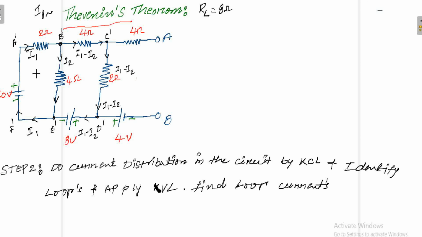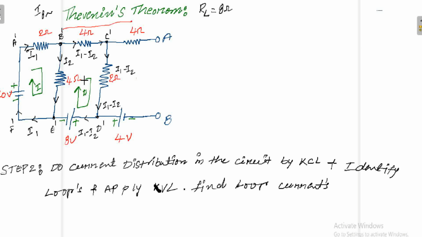Among this, I want to find how many variables are there. 2 variables, I1 and I2. But we have 3 loops, and we require only 2 equations. So apply the loop equation here.